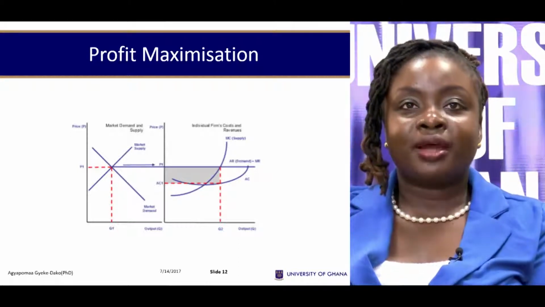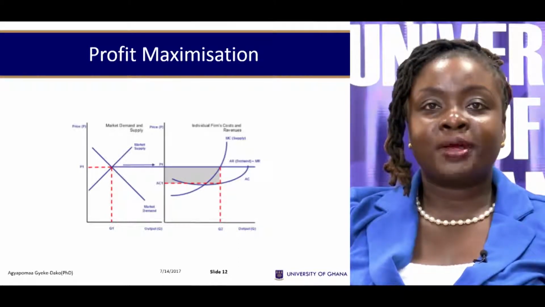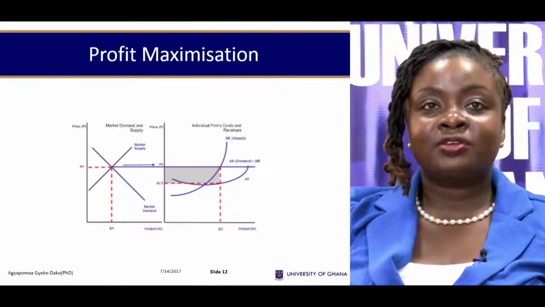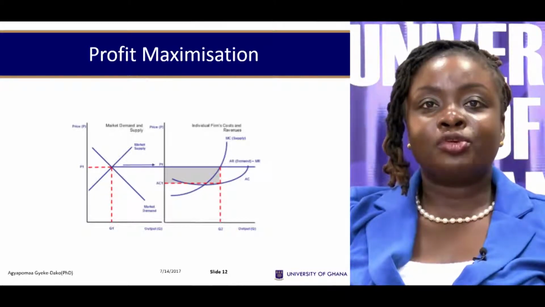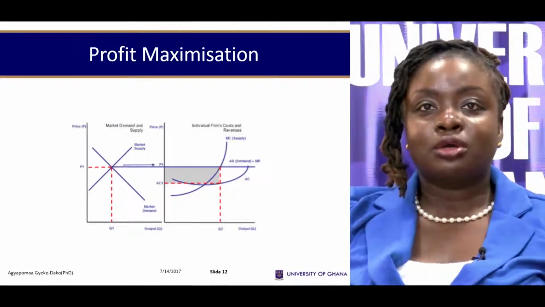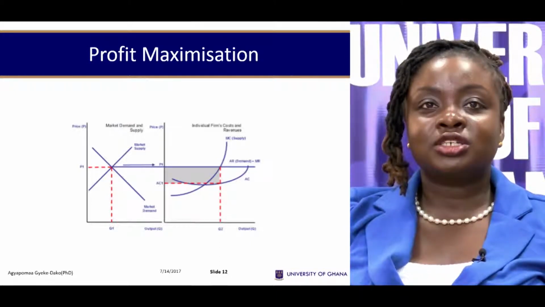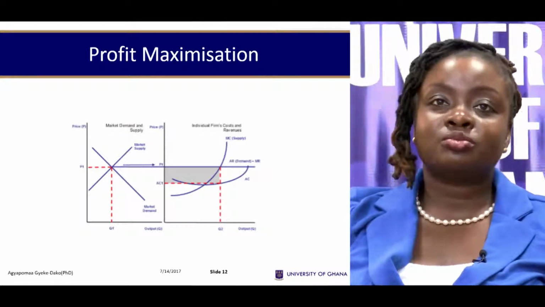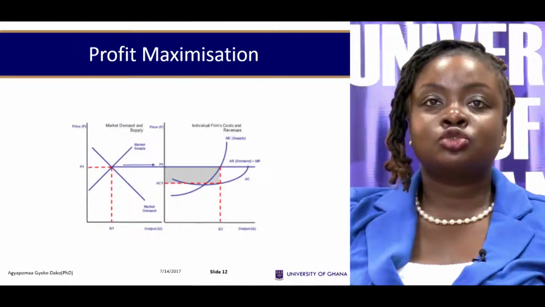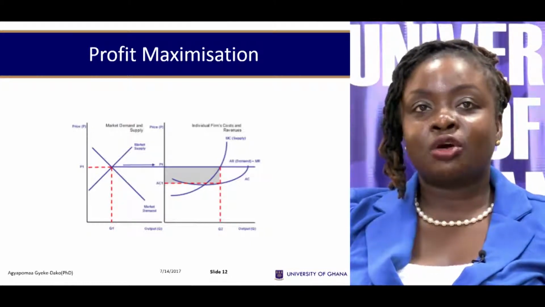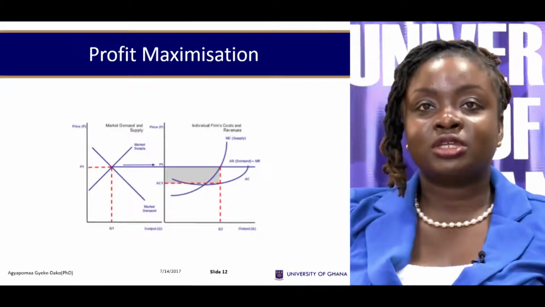Now, once we have the price and the output that would help us to maximize profit, calculating the extent of profit is very easy. Price and the output will give us the total revenue. We'll be left with the total cost, which means that if we have a function for our total cost, we can put in our output that would maximize the profit into the total cost function. And that can give us the exact total cost, and we can now find the extent of profit.